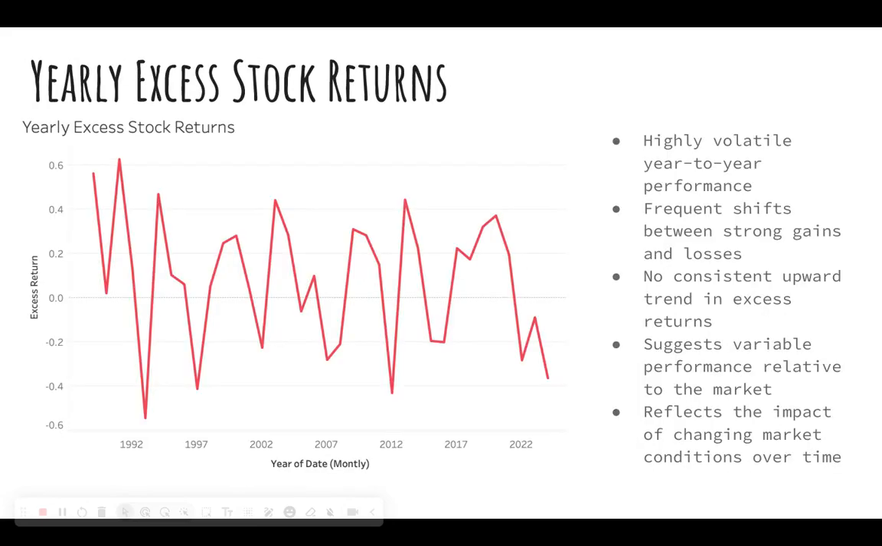The next model we chose to look at is the yearly excess stock returns using our monthly data. When we zoom out to a yearly level, we see much greater volatility. The portfolio experiences large swings between gains and losses with no consistent upward trend. This means yearly returns vary significantly depending on market conditions. For investors, that suggests this portfolio can do well in strong markets, but may also experience sharp drops during downturns, typical for equity investments.